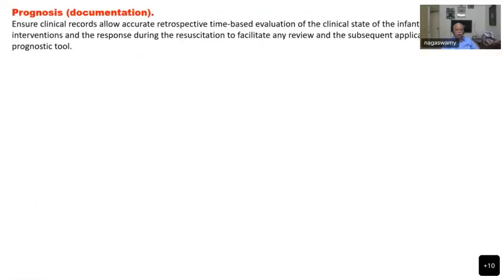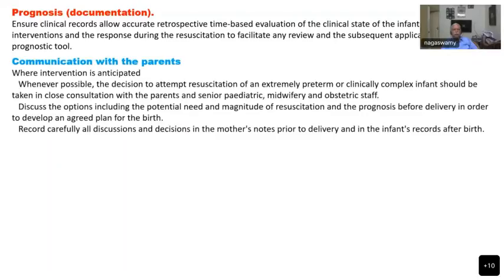And then prognosis: ensure clinical records allow accurate retrospective time-based evaluation of the clinical state of the infant. This is very, very important, especially nowadays, when many babies are very precious. Mothers go for infertility treatment and come for delivery as an elderly primi, even at the age of 38, 40, and the baby is very precious. So in such events, it's very important that we record all the resuscitative steps and their progress in a very proper way, and communicate with the patient.